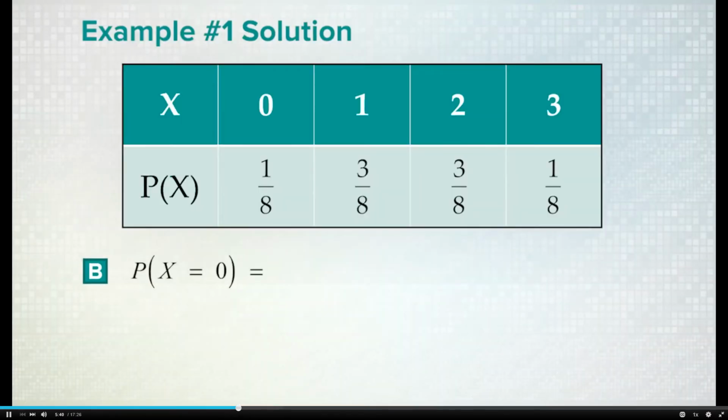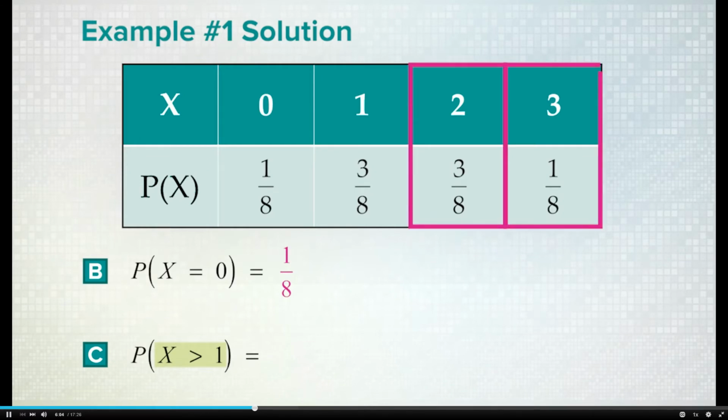B says, find the probability that x equals 0. I just need to look at my chart, and that tells me the probability that x is 0 is 1/8. Now what about for part C? Find the probability x is greater than 1. It's very important to look at our symbols. This says greater than 1, so that means 2 or 3. The probability that x equals 2 or 3 is 3/8 plus 1/8, or 4/8.